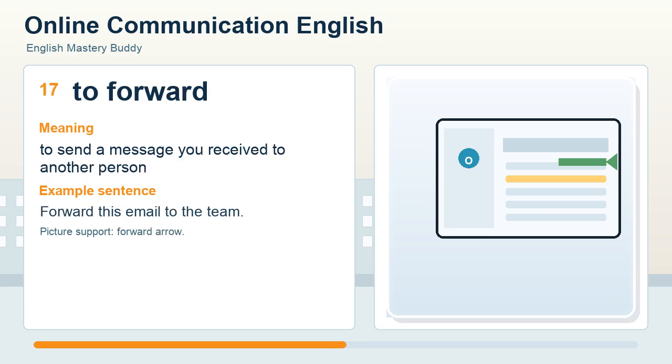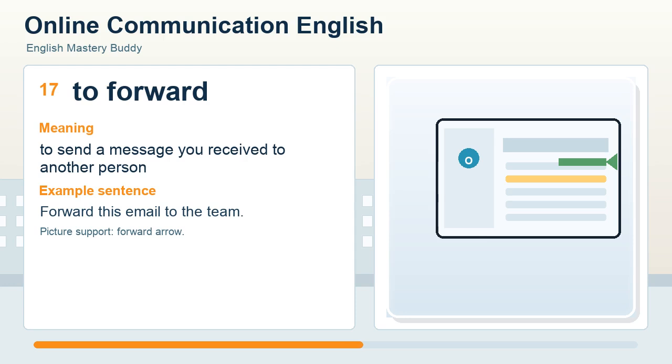Number 17. To forward. To forward means to send a message you received to another person. Example, forward this email to the team. Look at the picture. You can see a forward arrow. Say it after me. To forward. Again, to forward. Now repeat the sentence. Forward this email to the team. One more simple sentence.